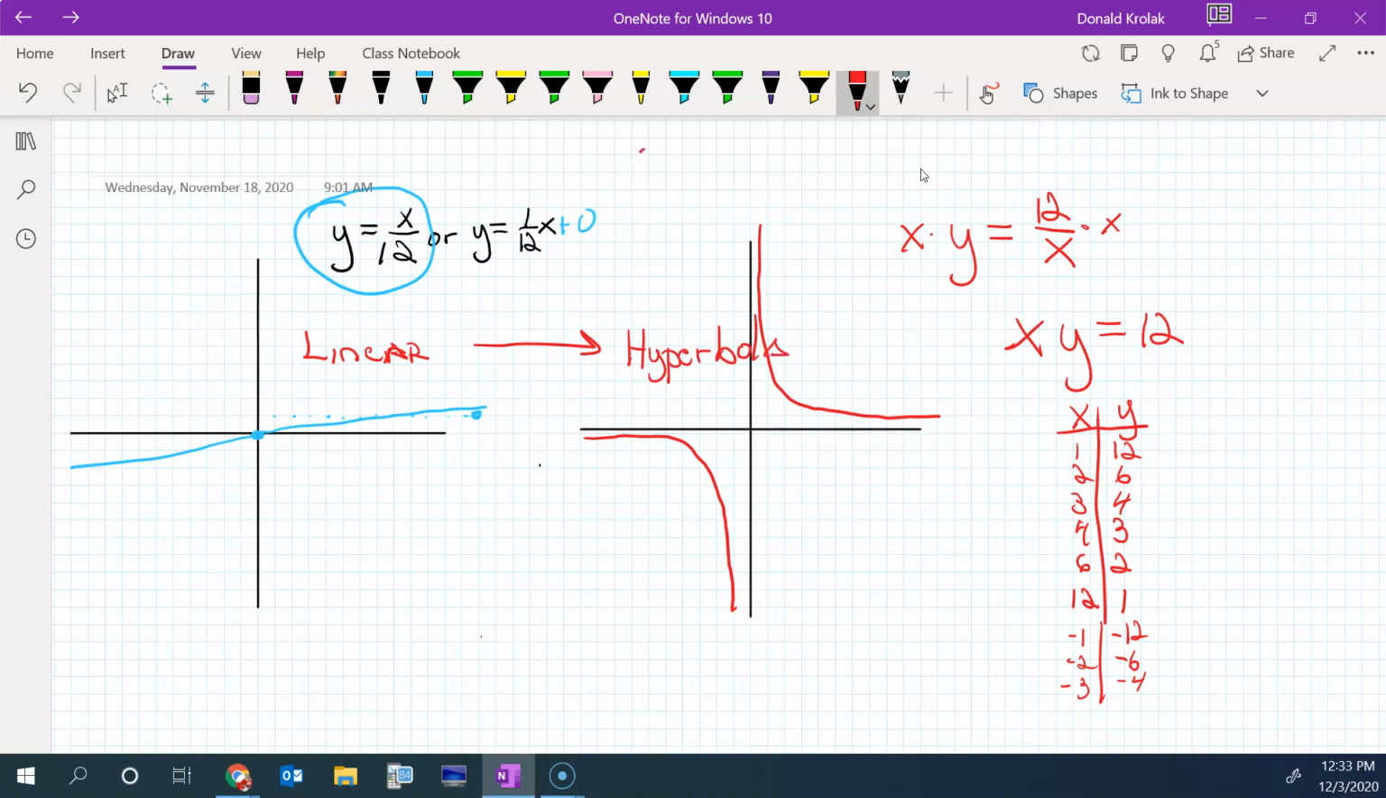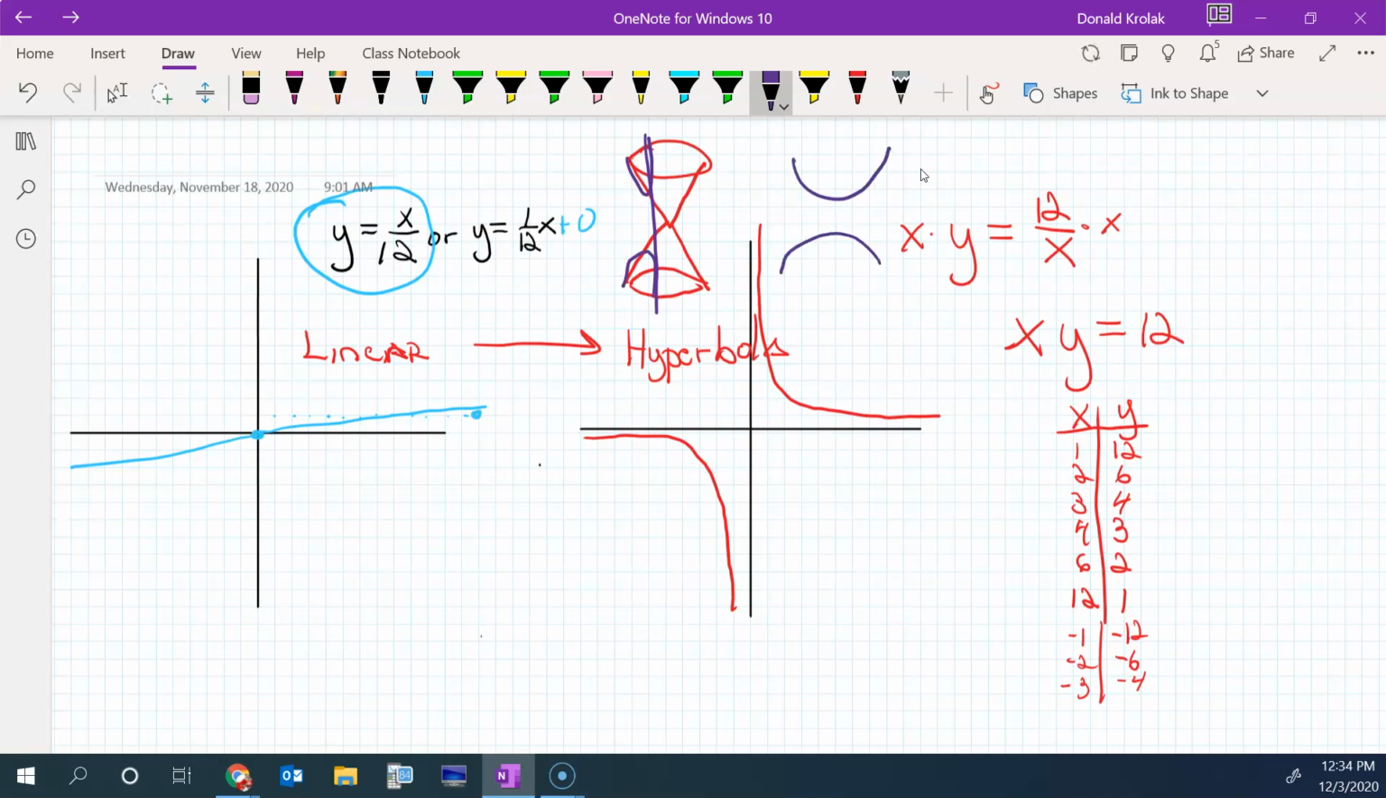And remember, we got a hyperbola when you took two cones. A cone looks like that. And if I cut that cone this way and looked at the cross sections, it looks like a parabola there and a parabola there. And when you look at it, it looks like this. That's called a hyperbola. So the reciprocal function, this right here, is a hyperbola.